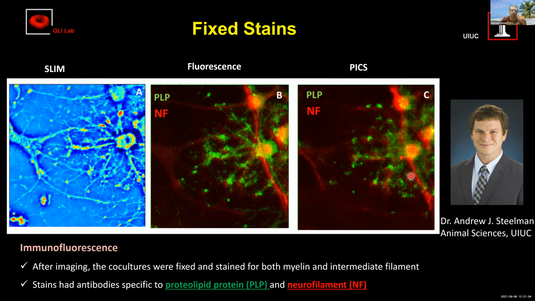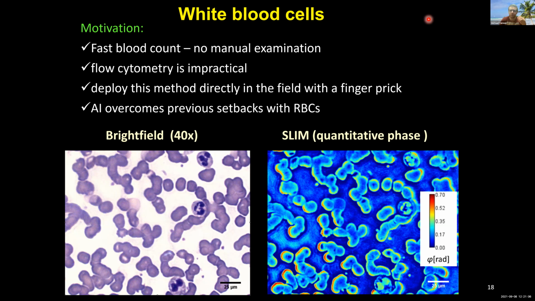All right, very quickly, I want to go over a different project, a pathology project involving white blood cells. The reason why we're doing this is because usually it involves flow cytometry, which can be cumbersome, time-consuming, and not thoroughly practical. What we want to do is maybe take a finger prick, put it over a slide, make a blood smear, and then figure out all of the leukocytes and what they are, where they are, and how healthy they are.